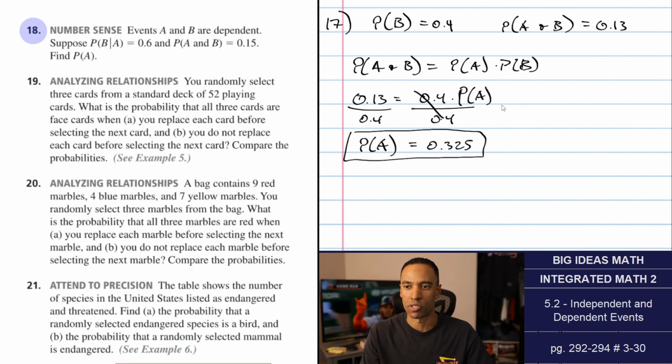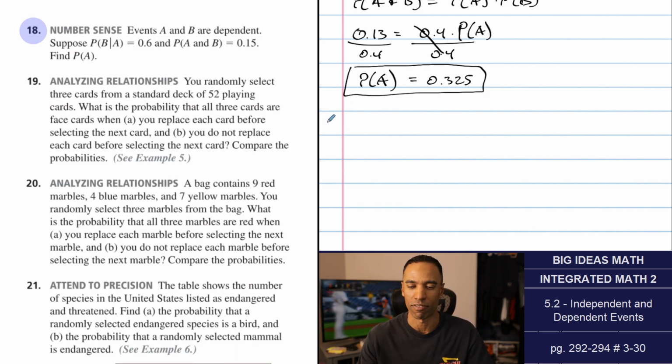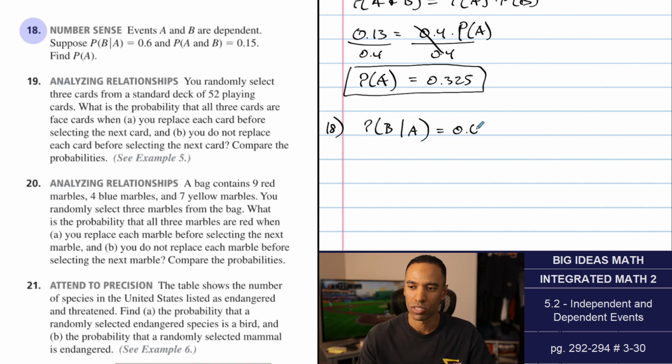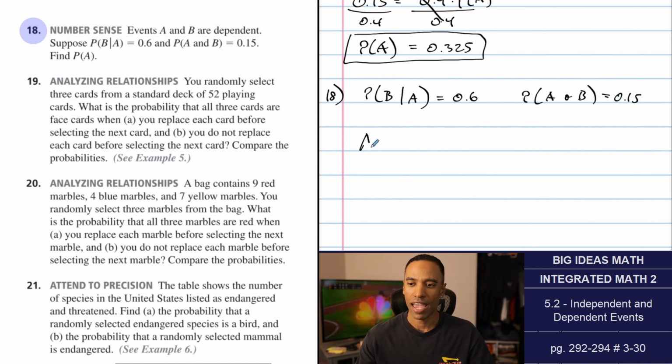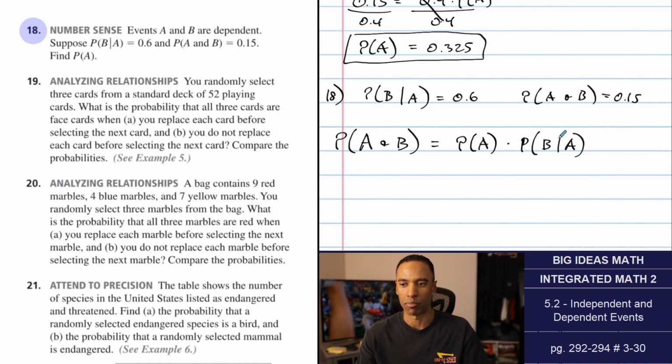Number 18, also number sense. We have dependent events. Suppose probability of B given A is 0.6 and probability of A and B is 0.15. Find probability of A. So probability of A and B in a dependent event set means that A occurs to begin with, and then B occurs given that A had occurred, and that's how that probability changes.